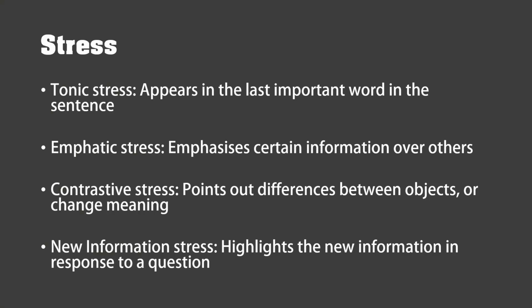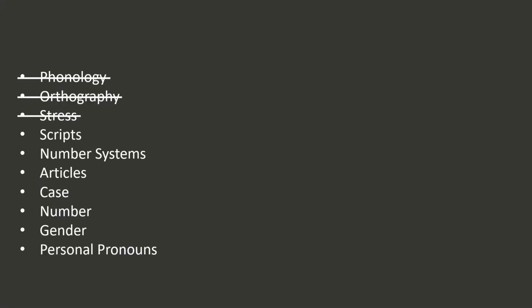Tonic stress appears in the last important word in the sentence. Emphatic stress emphasizes certain information over others. Contrastive stress is what I showed off when I introduced the he pets the dog sentence as that interesting thing. And new information stress. Imagine if I asked you a question such as, where do you come from? Oh, I come from London. You say London with more stress because that's the answer, and you want to bring their attention to it. So that covers that.